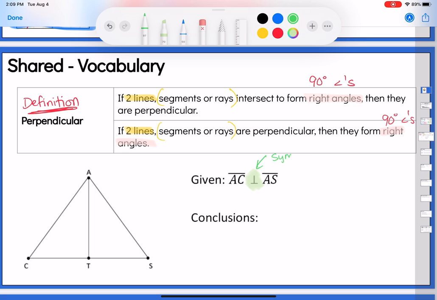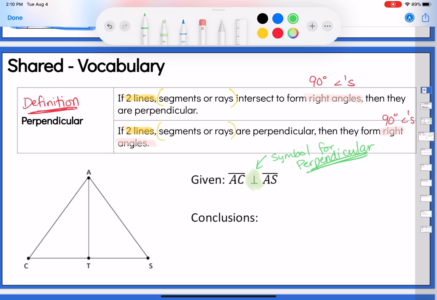This is the symbol for perpendicular. This is a symbol that we use a lot, okay? So it's an upside down T. That means perpendicular. You kind of see how it's making those right angles, right? So use that symbol, get comfy with it, use it whenever you'd like instead of writing out that big long word perpendicular. This is a good one to remember. Okay, so segment AC is perpendicular to segment AS.